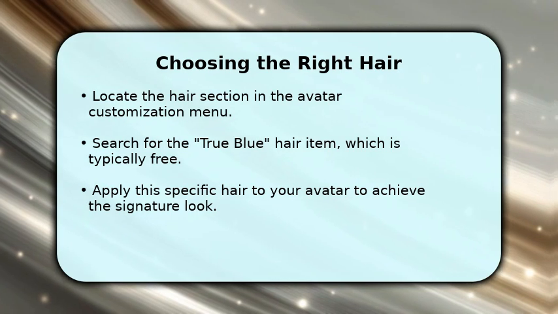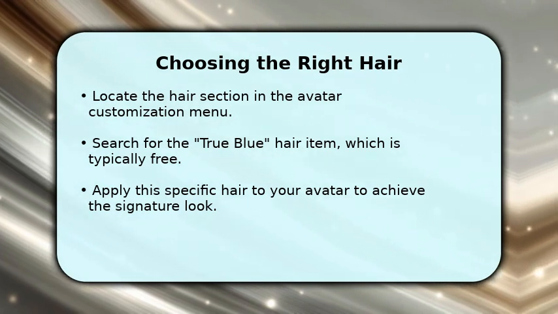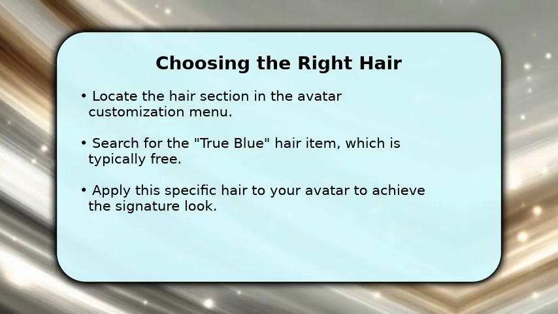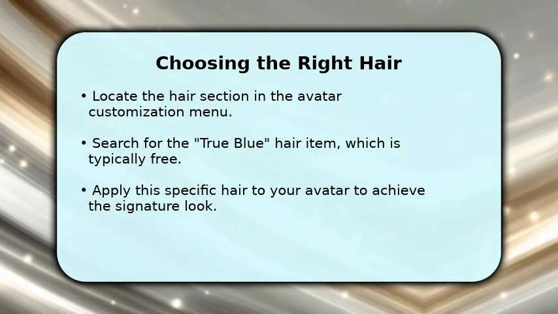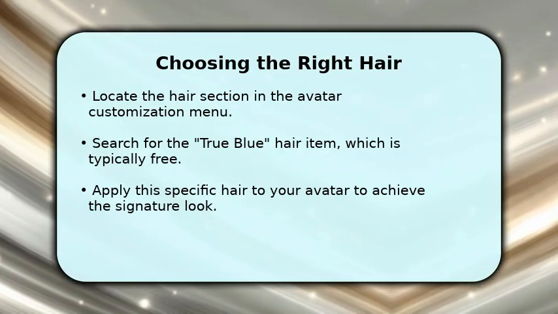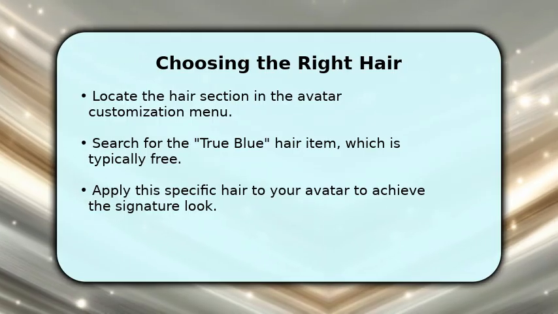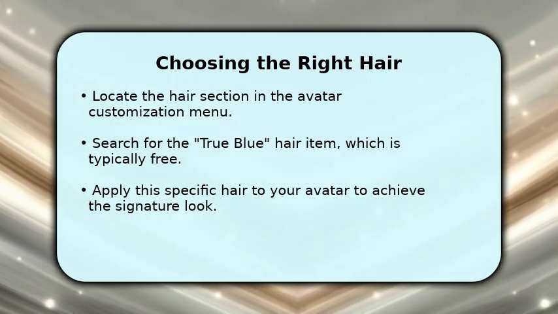Head over to the hair section in your avatar editor. You'll want to find and select the true blue hair item. This particular hair is usually available for free and is essential for the bacon hair aesthetic. It features distinct brown strands with lighter blonde highlights, giving it that unique, striped appearance.